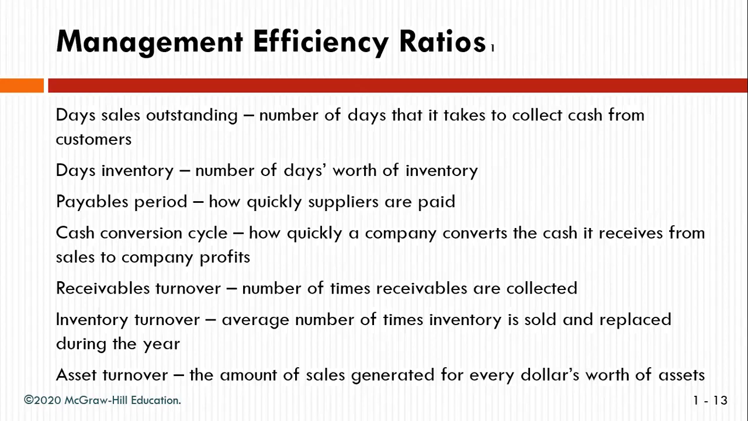The payable period is how quickly the suppliers are paid. When you take things on credit, how quickly will you pay? The longer you take to pay the supplier, the better for you. Cash conversion cycle is how quickly a company converts the cash it receives from sales to company profit. Once you get the cash, part of it you pay for expenses, and part of it you have to hold. So how quickly can you convert it to a profit, because profit is the main goal for the investors.